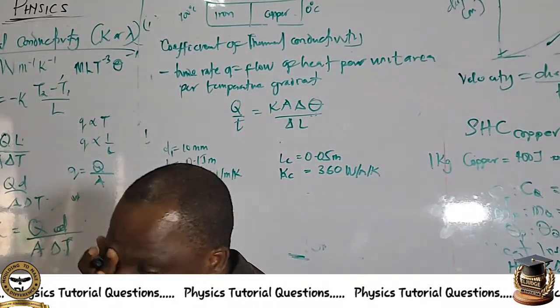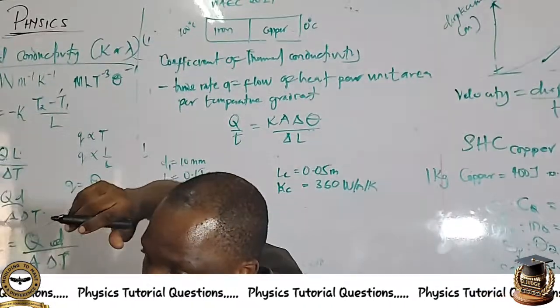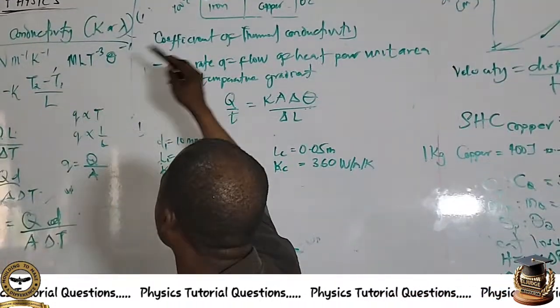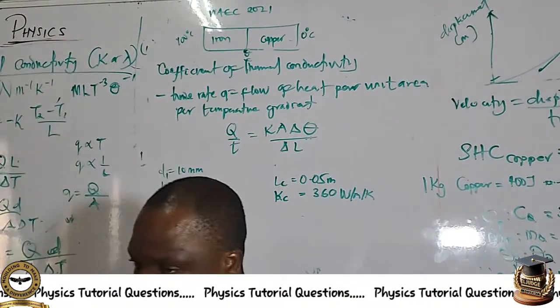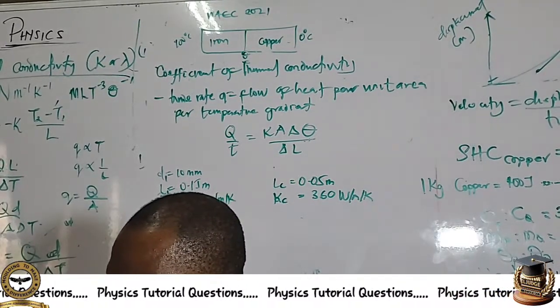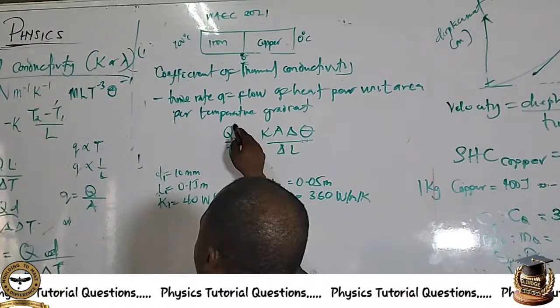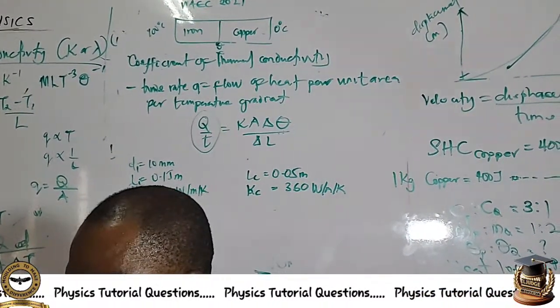If the free ends of the iron and copper are kept at 100 and 0 degrees Celsius respectively, calculate the temperature at the interface between the bars. At this interface, we are looking for the theta here. And also the rate of heat flow along the bar. The rate of heat flow, that's this Q over t, is what we are looking for in the second part of the question.